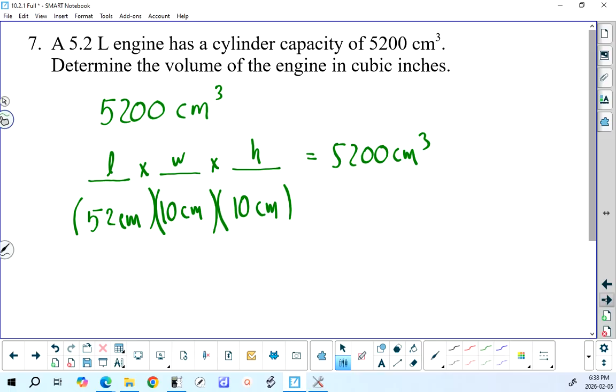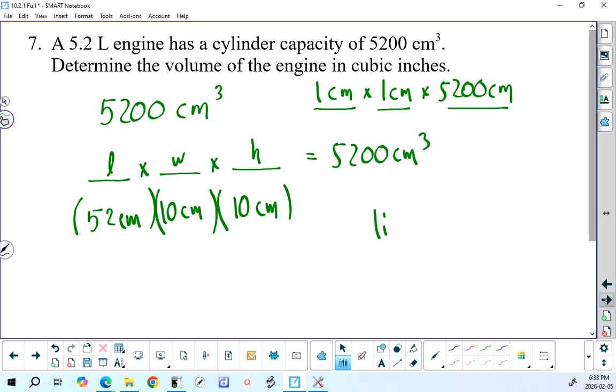And believe me, this is going to work even if you changed it to 1 centimeter by 1 centimeter by 5,200 centimeters, and converted this to inches, this to inches, and this to inches. It doesn't matter which one you do.